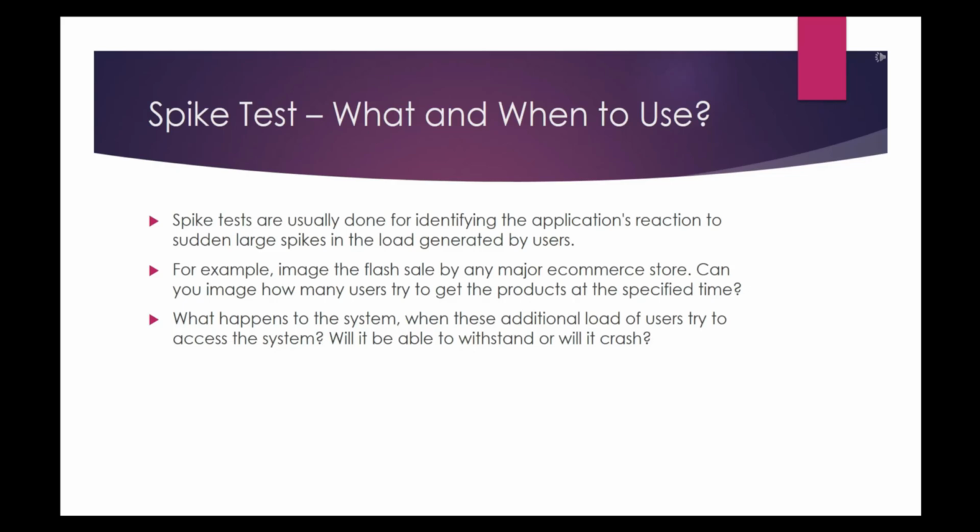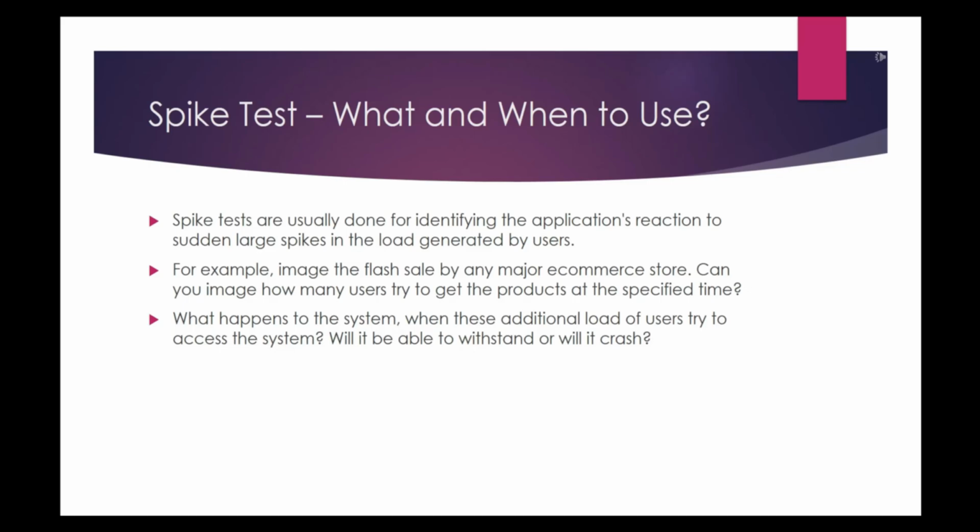Can you imagine how many users try to get the product at the specified time? I will quote an example of OnePlus phone here. One of the major e-commerce websites announced that the sale of the phone is at a specified time, and within 2 minutes all the OnePlus phones were sold out. An estimation of sales were around 1 million copies. So we have 0.50 million users per minute accessing the application trying to get their hands on the new phone.